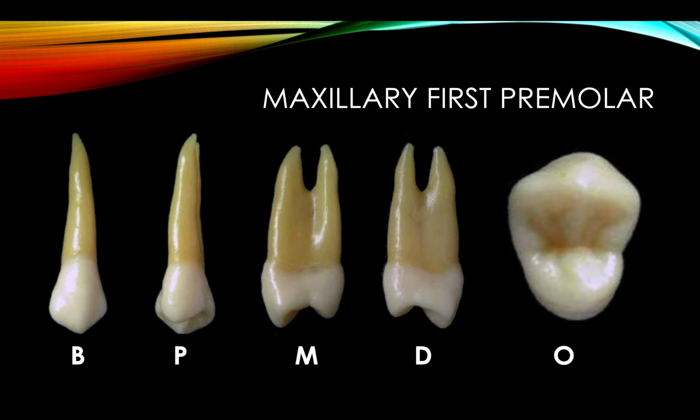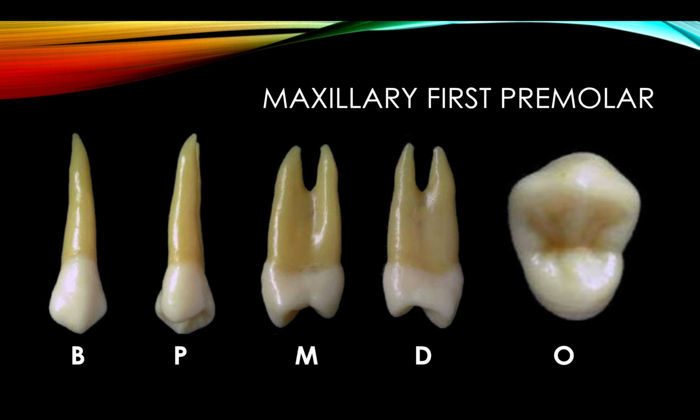Now, the maxillary first premolar generally has two cusps, a buccal and a palatal cusp. The buccal cusp is usually about 1 millimeter longer than the palatal cusp. The crown of this tooth is wider in a buccopalatal direction than in a mesiodistal direction. Now, most maxillary first premolars have two roots and two root canals, a buccal root and a palatal root, and usually it has one root canal in each of these roots.